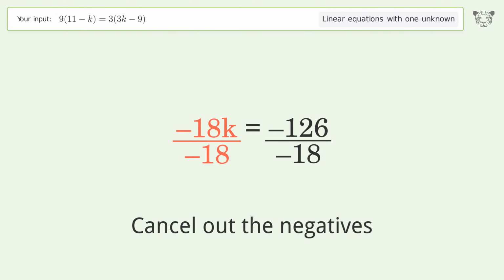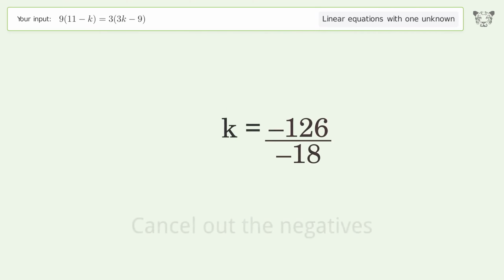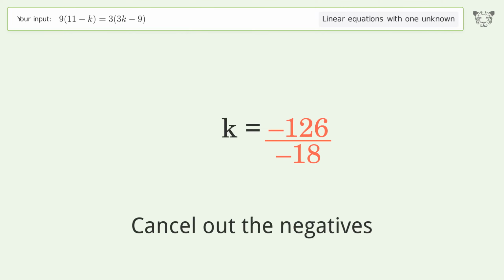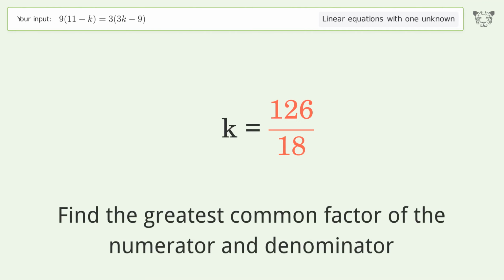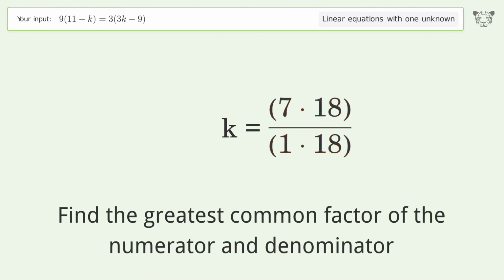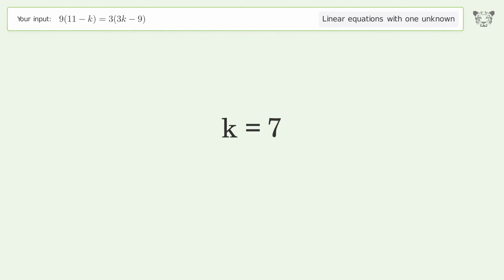Cancel out the negatives. Simplify the fraction. Cancel out the negatives. Find the greatest common factor of the numerator and denominator. Factor out and cancel the greatest common factor. And so the final result is k equals 7.